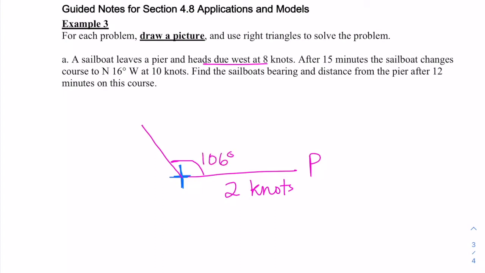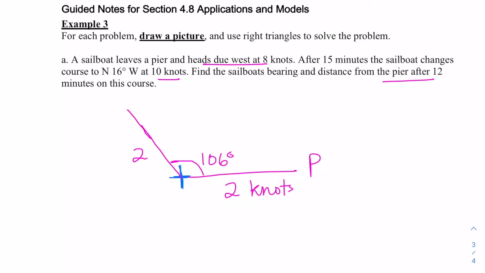Well, let's look at here. It says this boat is going to travel at 10 knots. And so when we think of this one, say after 12 minutes on this course, 12 minutes is 1/5 of an hour, so we'll just divide 10 by 5. So that's also 2 knots. Let me just draw this a little bit longer. We have 2 knots.